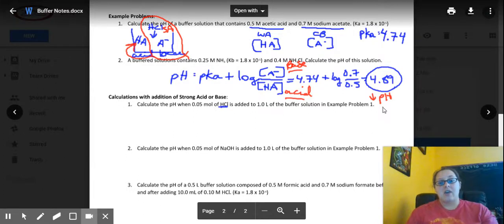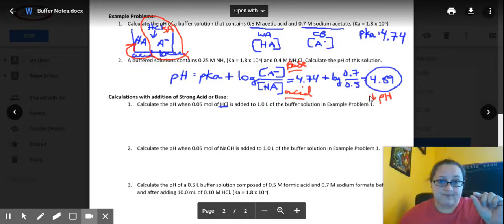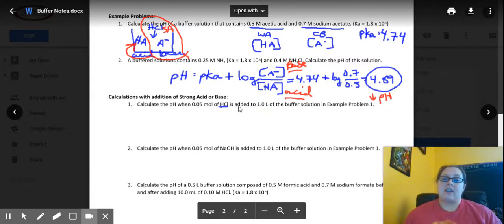So this is qualitatively what's going to happen. We know that my strong acid and my base component are going to react. I'm going to be forming more of the HA. So therefore my pH is going to decrease a smidge. Now, that's qualitatively, that's conceptually. Now we have to actually put the numbers to it and figure out the quantitative aspect, which is the numerical value. So we want to calculate that pH.